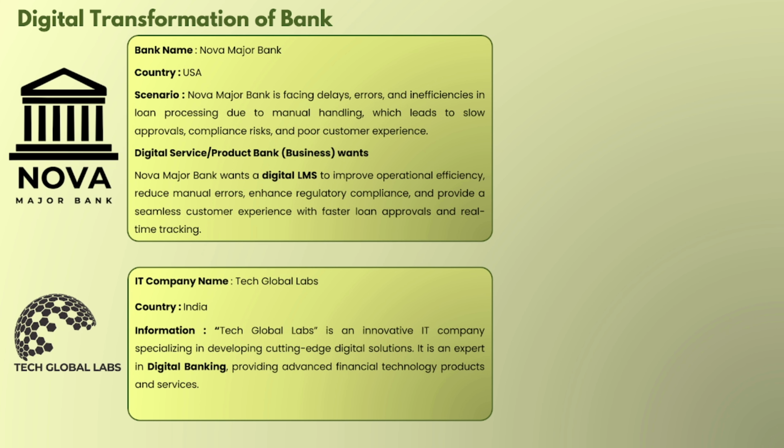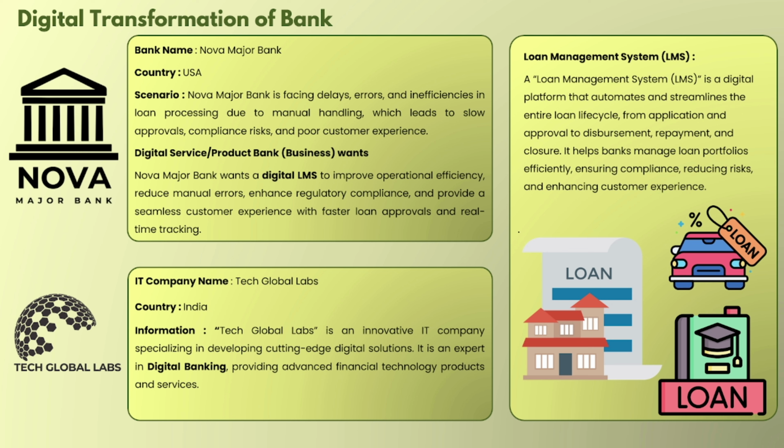So before we move forward, let's try to understand what a loan management system is. A loan management system is a digital platform that automates and streamlines the entire loan lifecycle from application and approval to disbursement, repayment and closure. It helps the bank manage loan portfolios efficiently, ensuring compliance, reducing risk and enhancing customer experience. So this is the overall work of a loan management system, and this is the expectation from the business from the service provider side.